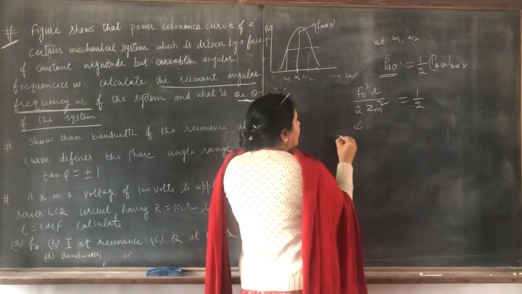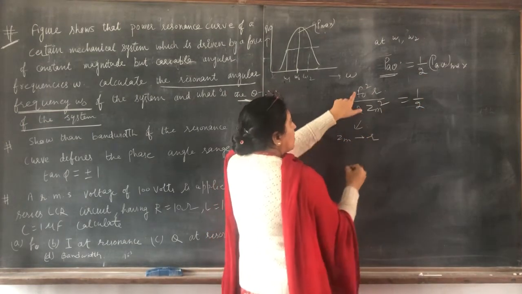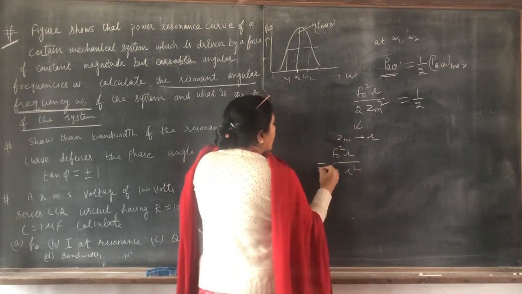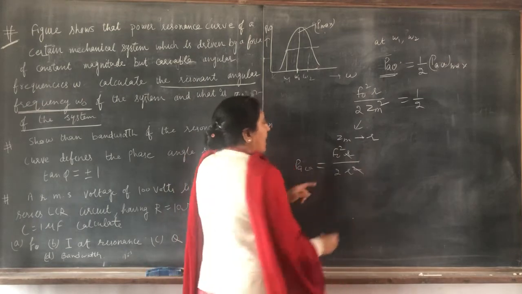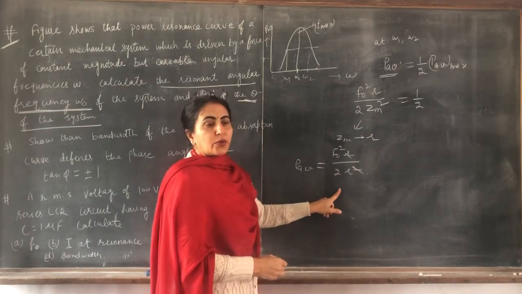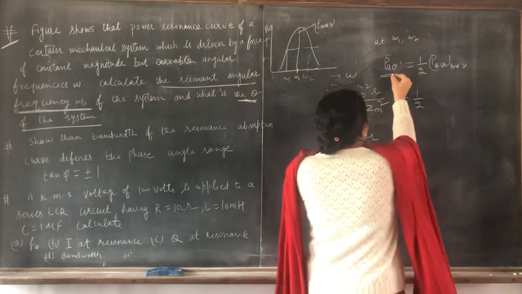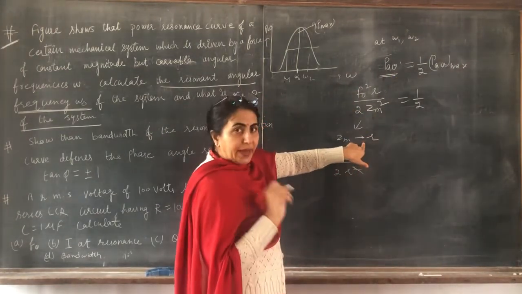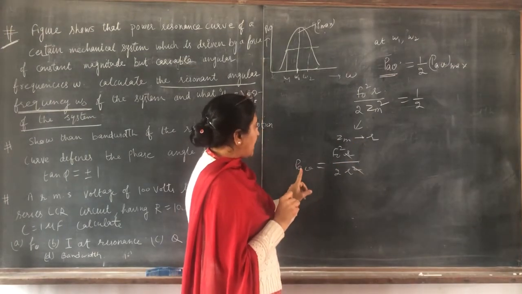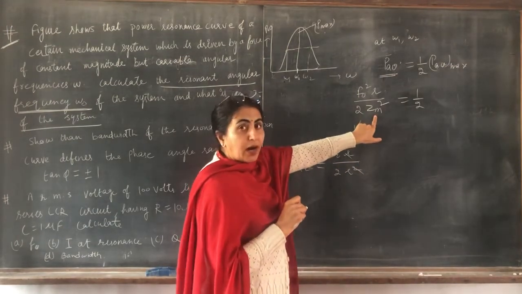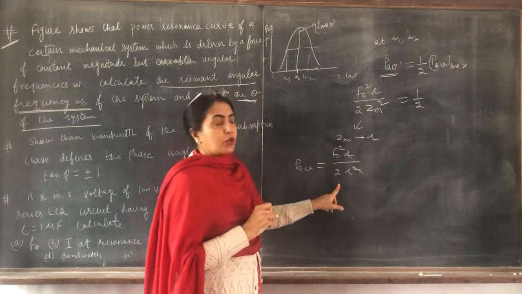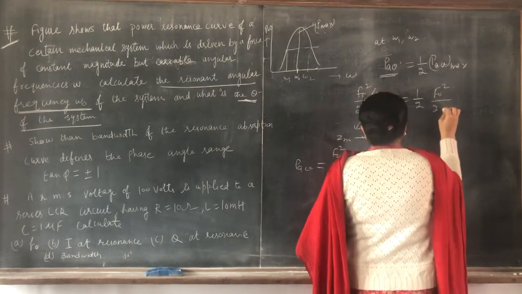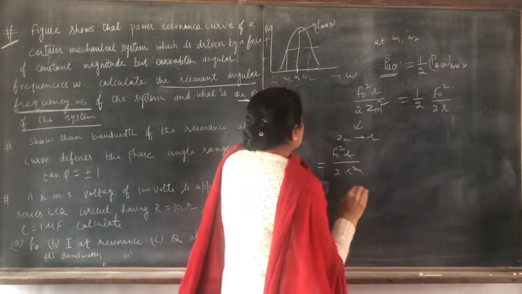Power becomes maximum when Zm approaches R. When Zm approaches R, the average power becomes F naught square over 2R. Clear? So when Zm approaches R, it becomes maximum, and then if we put R instead of Zm, we get F naught square over 2R. Okay? So this we get.